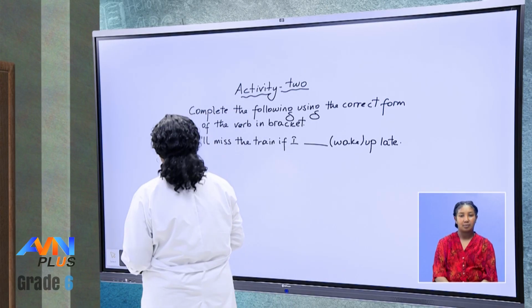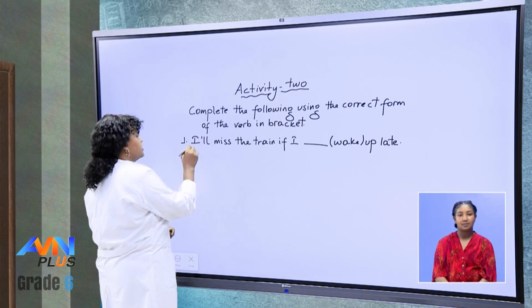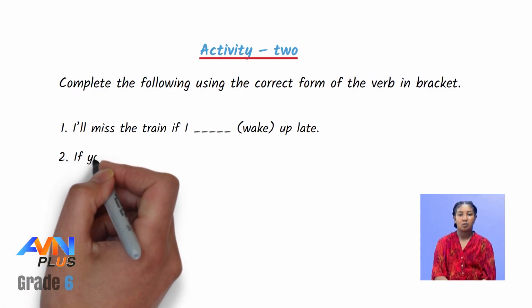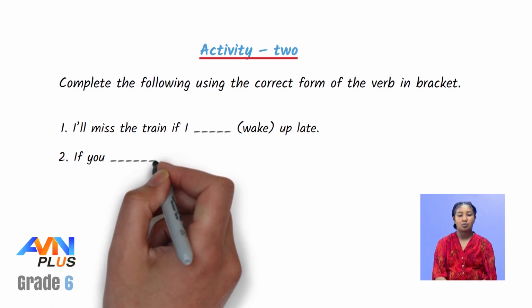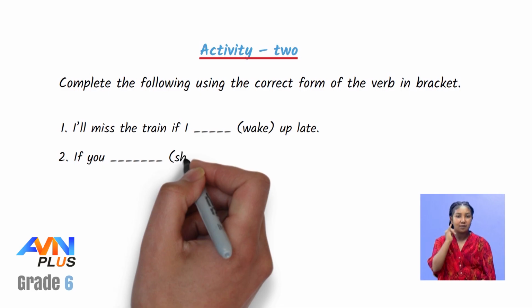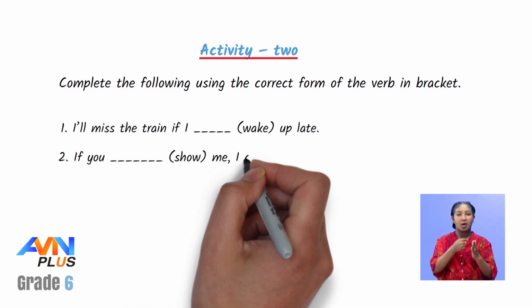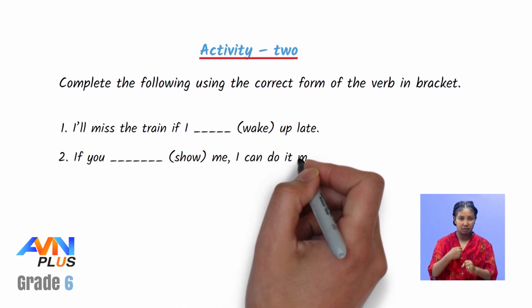This is one. Then the second one, if blank, show is the verb. If you blank show me, yes, I can do it. I can do it myself.